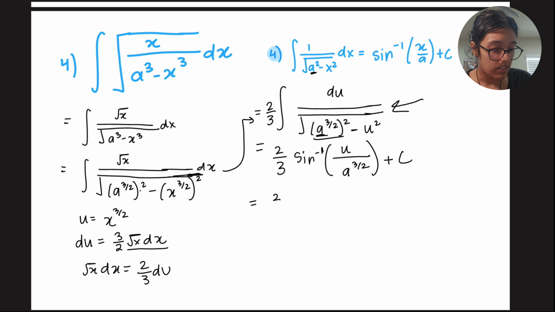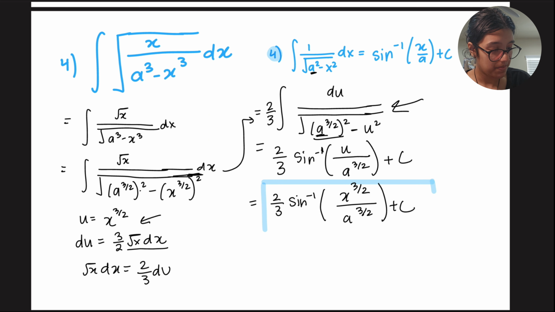Now let's replace the value of u for x to the power of 3 over 2, x to the power of 3 over 2, over a to the power of 3 over 2, plus c, and that is our final answer.